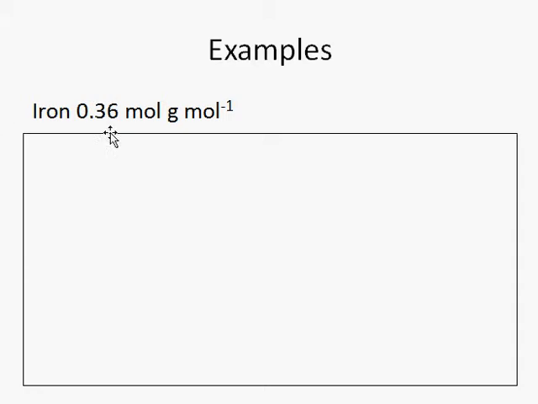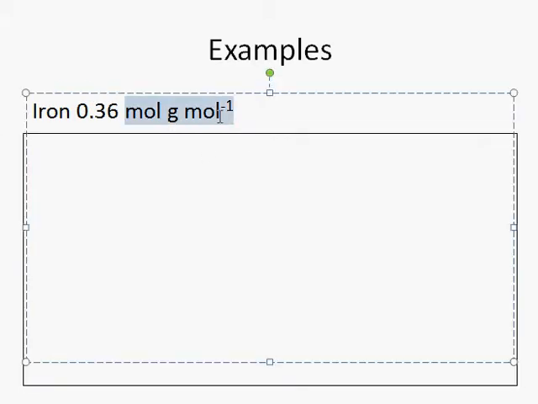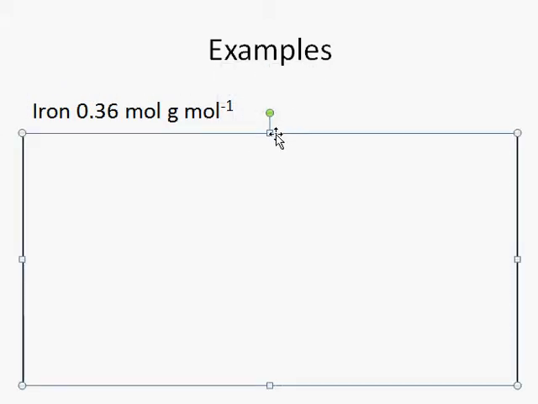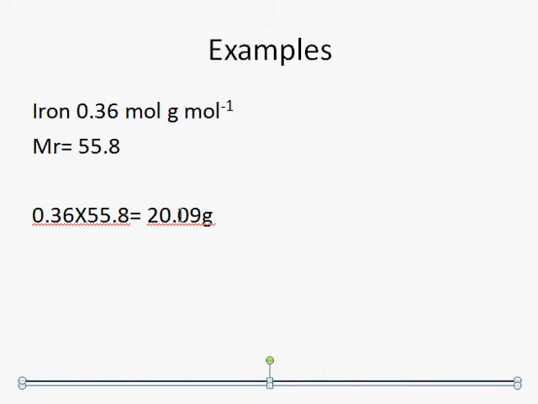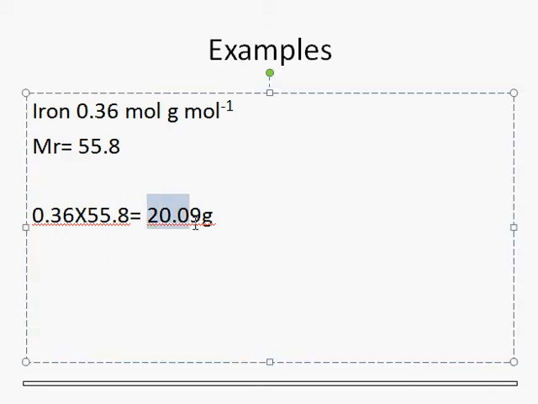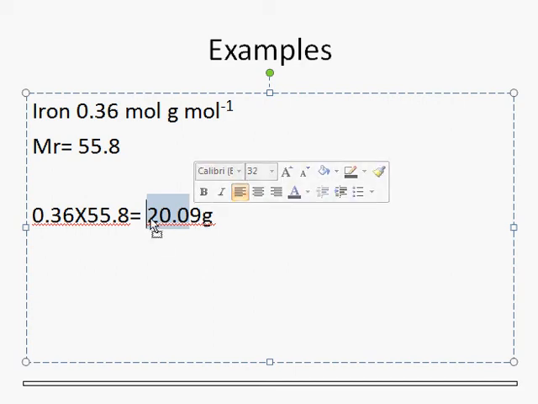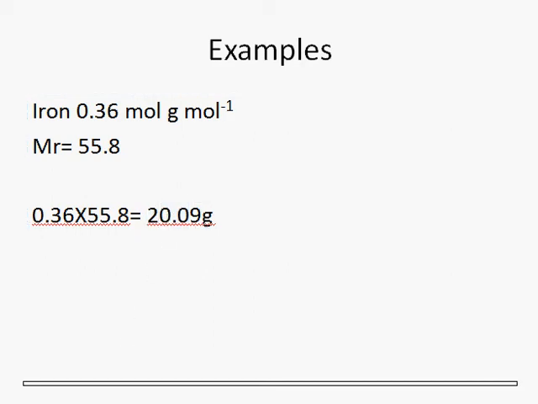Another example is finding out the mass from the moles that we have and the Mr. So over here we have iron at 0.36 moles, and the Mr of iron is 55.8. If we multiply 0.36 by 55.8, we get nearly 21 grams. Okay, so that's it for this video.